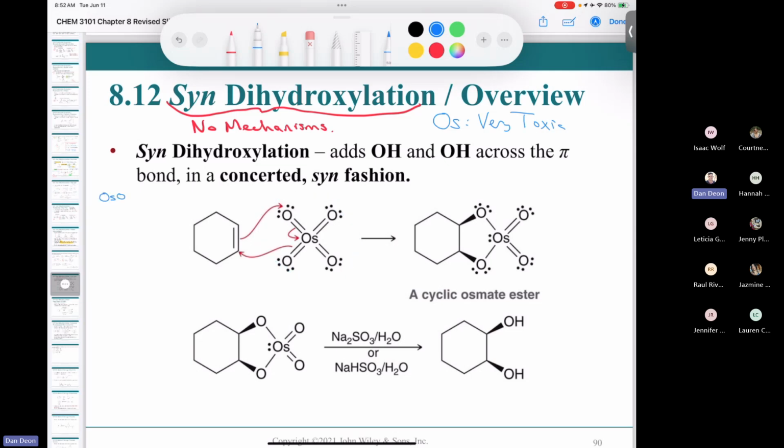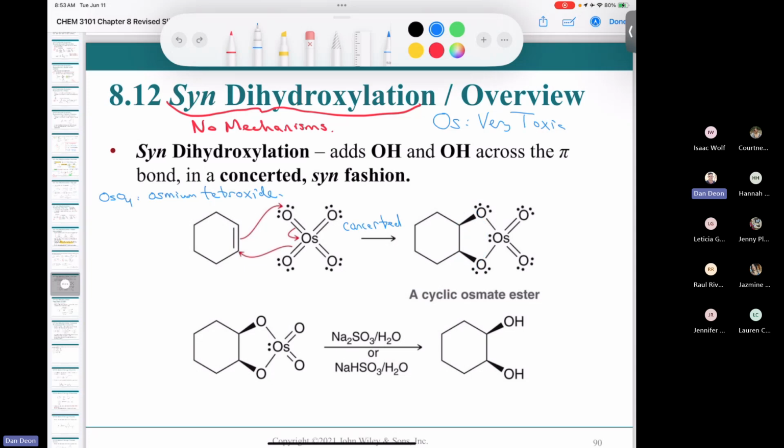So OsO4. This is called osmium tetroxide. Yeah, osmium tetroxide, like I said, really nasty compound to work with. But you can see how it reacts and forms this cyclic osmate ester. And since it's a concerted mechanism, right, this is concerted, meaning all arrows occur at the same time. So that means that the osmium tetroxide adds in a syn fashion, okay?